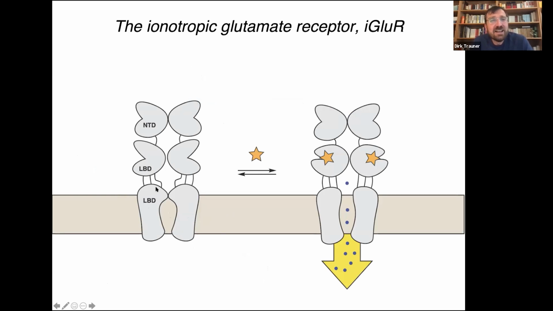You have this transmembrane domain. I'm sorry, this is a mistake. This should be TMD, transmembrane domain here. And then you have a ligand binding domain, which looks like a clamshell, like a Venus flytrap. It chews down on the neurotransmitter, on the ligand, on glutamate.